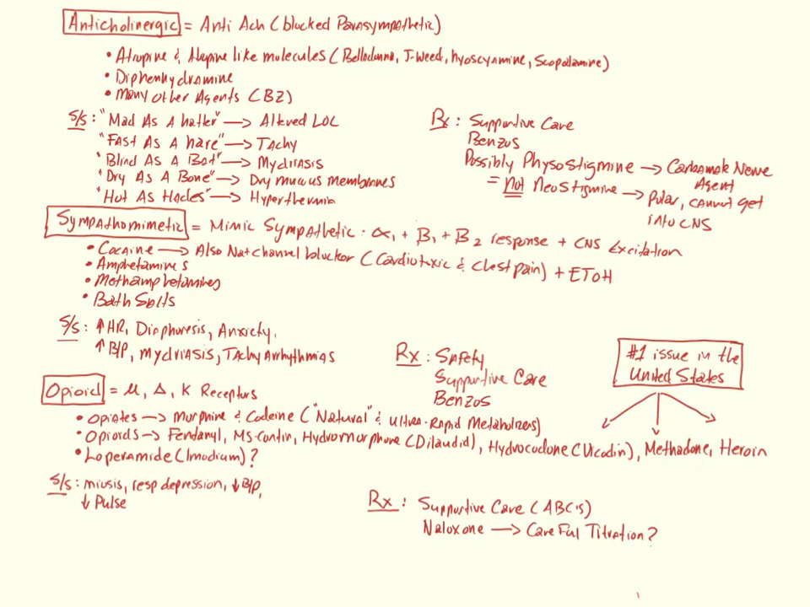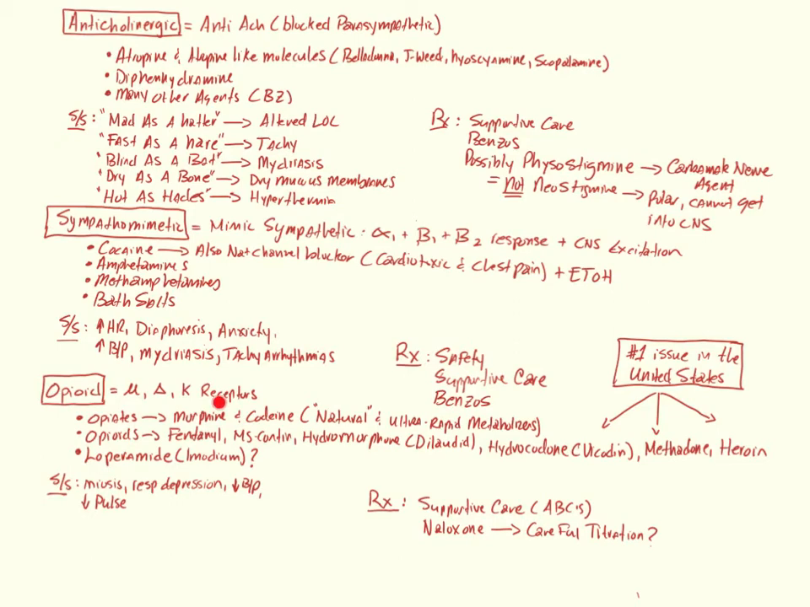Okay, moving on to opioids. These are substances that agonize mu, delta, and kappa receptors. You've got your opiates, which are your naturally occurring, right? These come from the poppy. These are natural: morphine and codeine. And then your opioids are your synthetic and your semi-synthetics. Things like fentanyl, MS Contin, hydromorphone or Dilaudid, hydrocodone or Vicodin, methadone, heroin, or diacetylmorphine, and others. And then you have some other agents that bind to specific receptors like loperamide or Imodium.